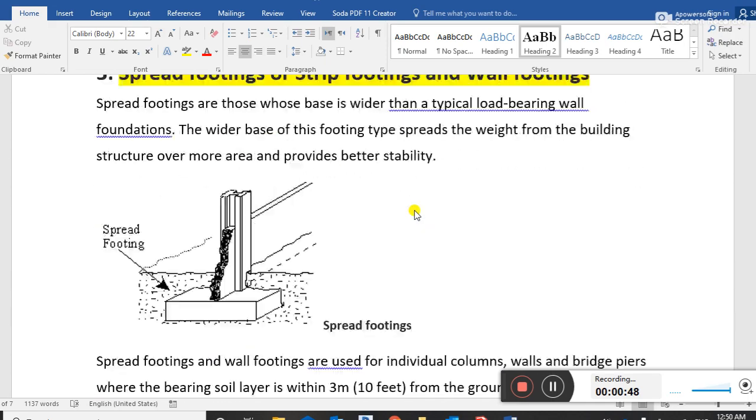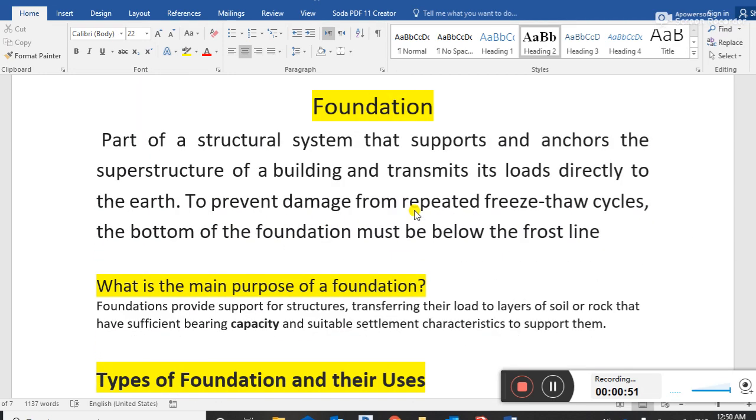And guys, what is the foundation? First, we define the foundation. A foundation is a part of a structural system that supports and anchors the superstructure of a building and transmits its load directly to the earth. To prevent damage from the repeated freeze-thaw cycles, the bottom of the foundation must be below the frost line. This is the comprehensive definition of foundation.